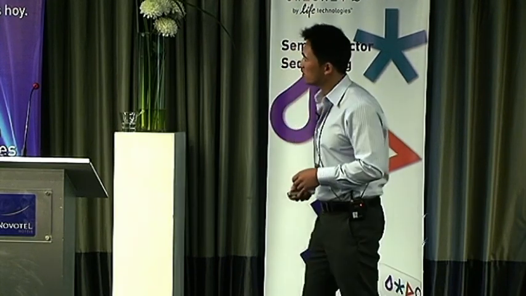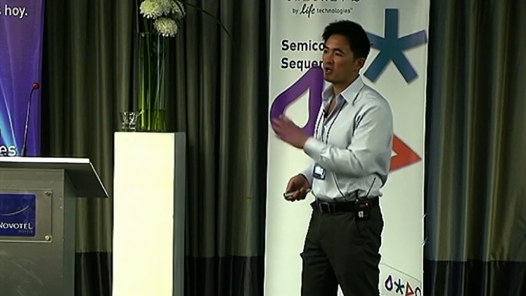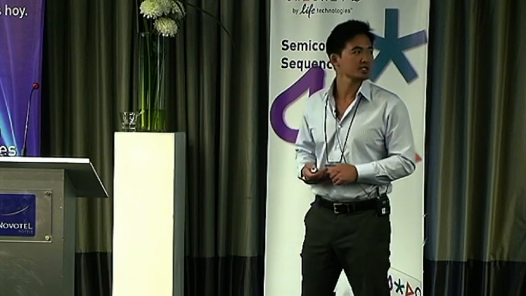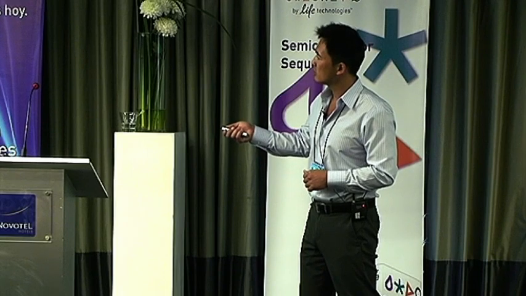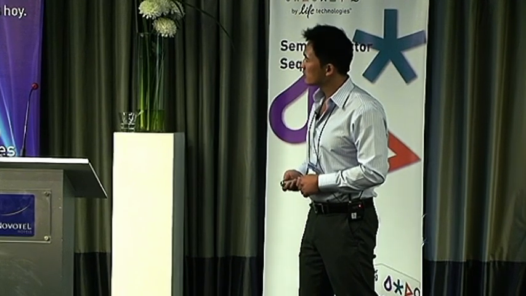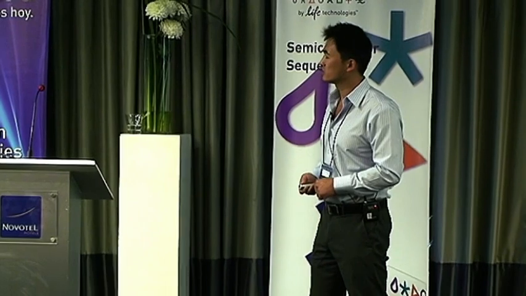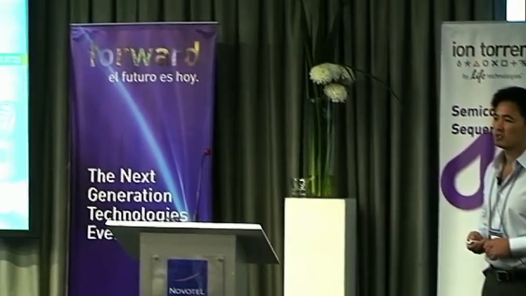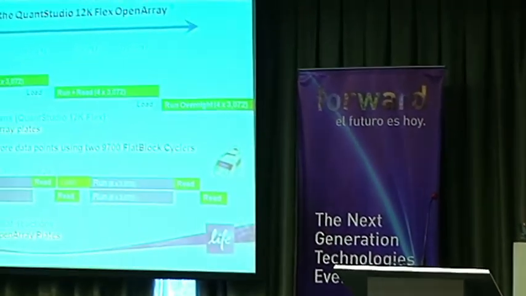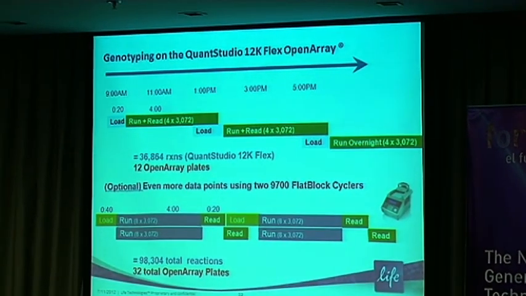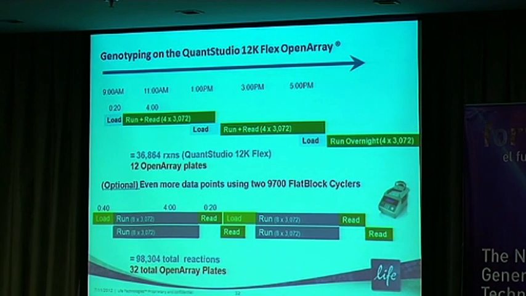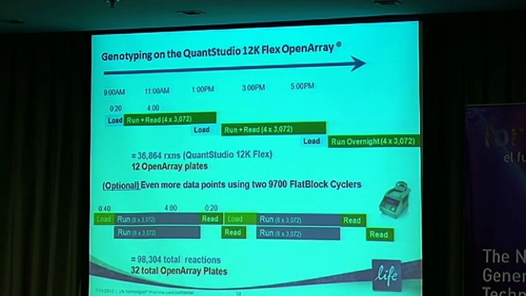If you're doing genotyping, just look at the top half of the screen first. If you're genotyping, what happens is that you can actually, because the run times are longer, you run 4 at a time. You can basically run 12 open array plates. That's 36,000 genotypes that you could interrogate in a single day. Now, for even high throughput genotypers, if you want to increase this further, you say, 36,000, that's not enough for me. I need more than this.